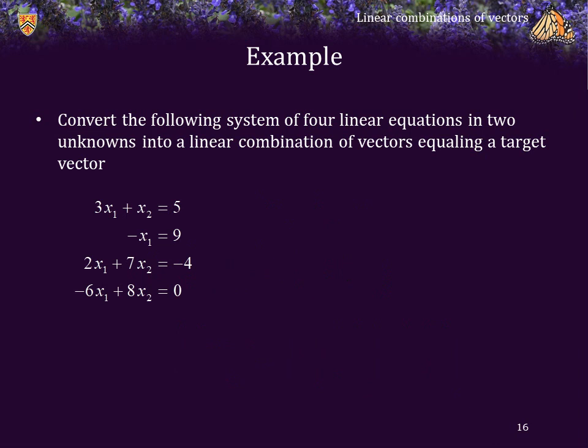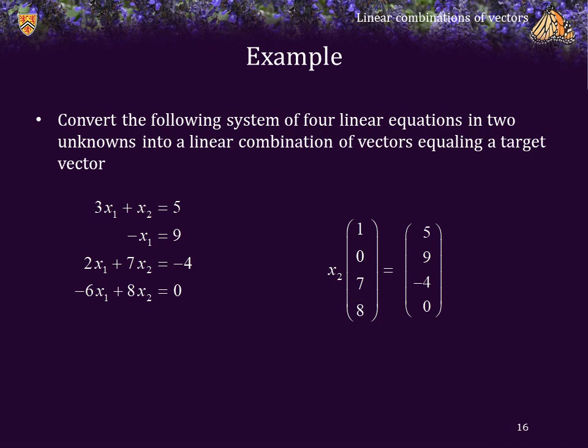Alright, so let's convert the following system of 4 linear equations in two unknowns into a linear combination of vectors equaling a target vector. Alright, the target vector is just the right-hand sides, and it is, of course, in R to the 4. So it's just the vector 5, 9, -4, 0. Now, if we look at the multipliers of x2, in the first equation it's 1, in the second equation it's 0, third equation it's 7, and fourth equation it's 8. So essentially we're multiplying the vector 1, 0, 7, 8 by x2.